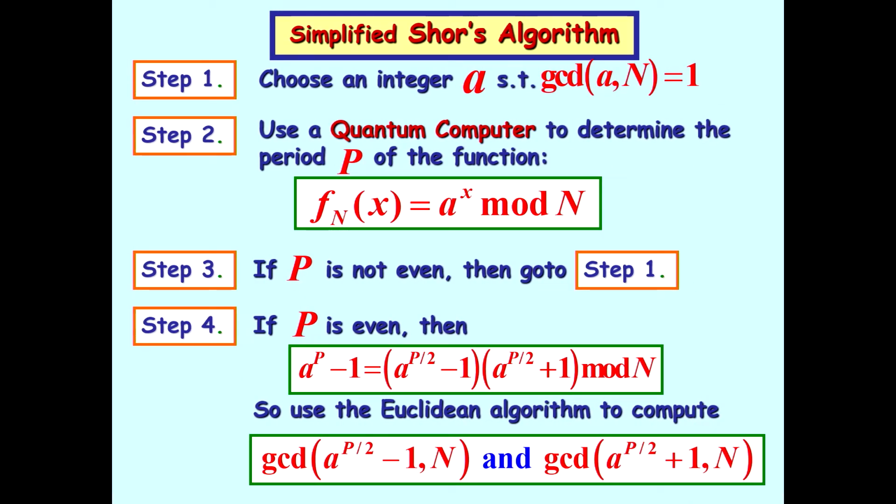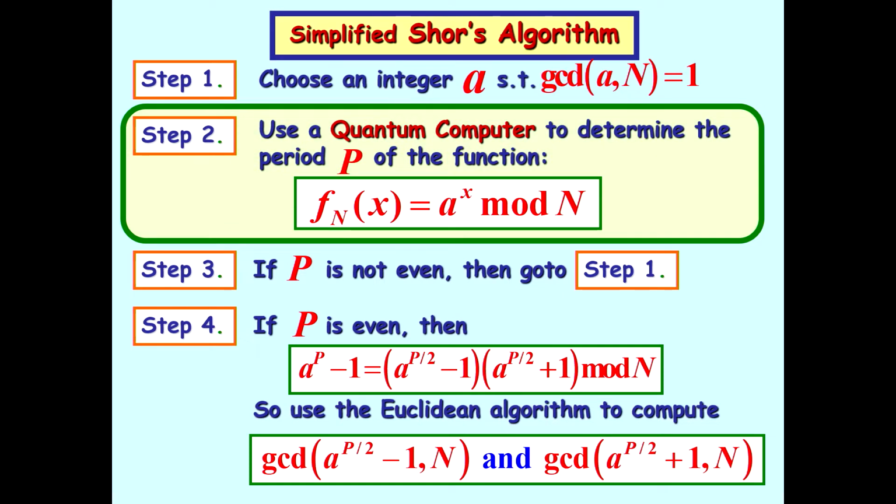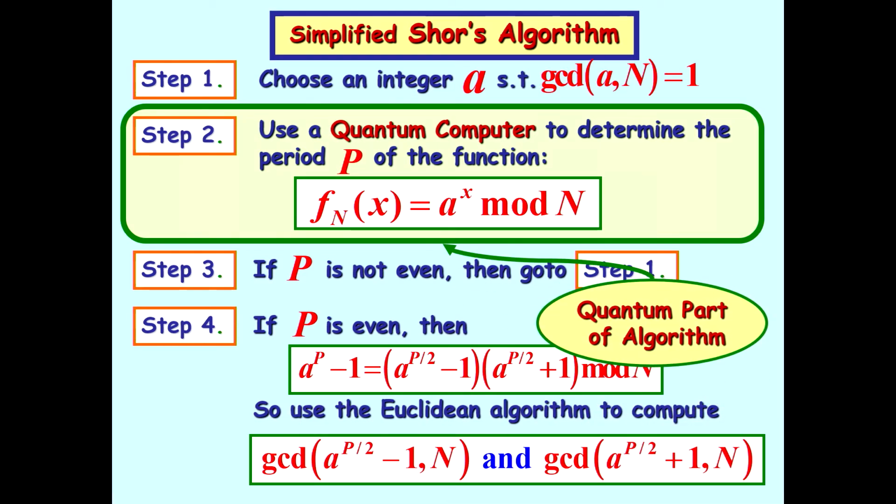So let's take a look at the full algorithm. Step 1, step 2, step 3, step 4. There's nothing new about this algorithm except that what Shor has done is taken an old classical algorithm and replaced step 2 with a quantum algorithm. That is, use a quantum computer to determine the period p of the function. And so let's take a closer look at the quantum part of the algorithm itself.